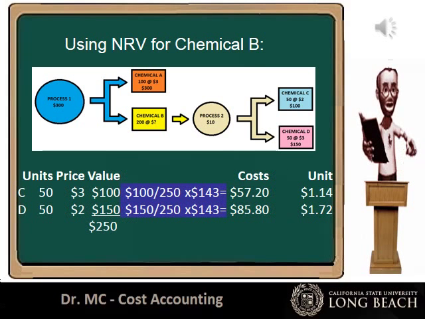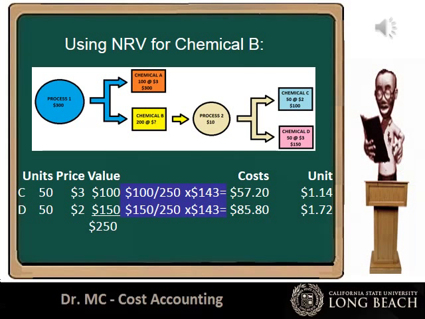The firm now has to figure out the cost to produce chemical C and D. The costs allocated to chemical B is part of the joint costs of chemical C and D. They were not separate products at this time. You add those costs to the process 2 costs of $10, giving those chemicals a total joint cost of $143. The split-off point for chemical C and D comes after process 2.